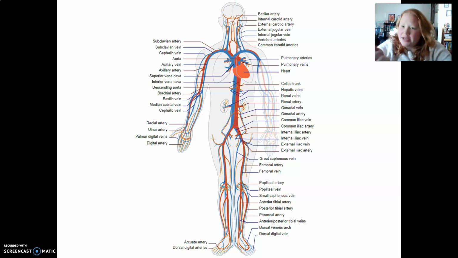And when it gets back to your heart, it gets pumped into the right atria and then into the right ventricle. And then the right ventricle pumps and sends that blood into your lungs. That blood will then drop off the CO2 and pick up some oxygen. And then it will return to your heart through the left atria and go to the left ventricle. And then it will be pumped back out to your body.